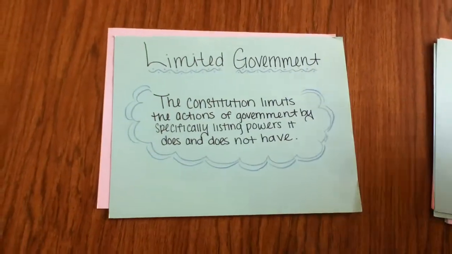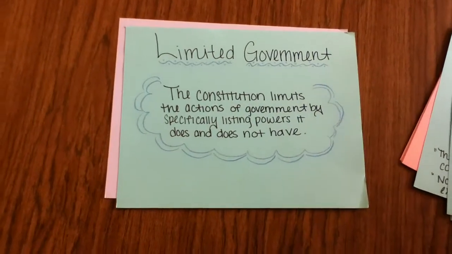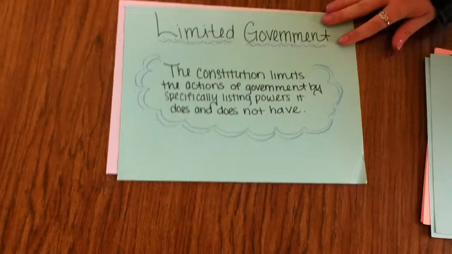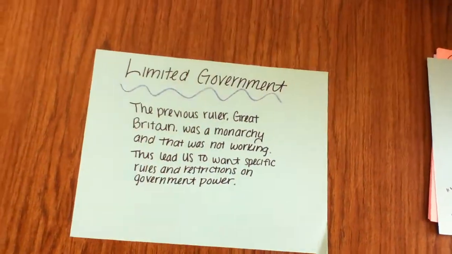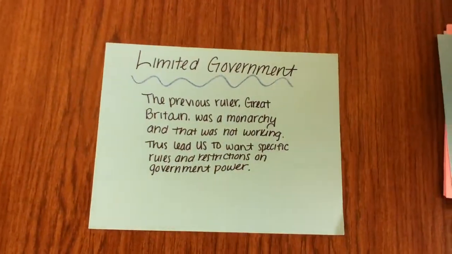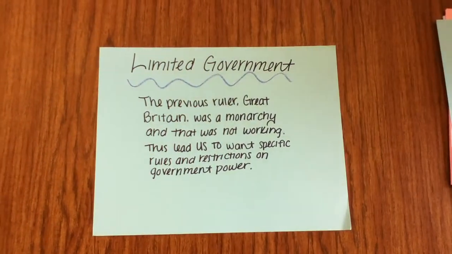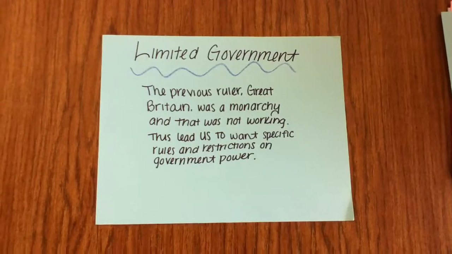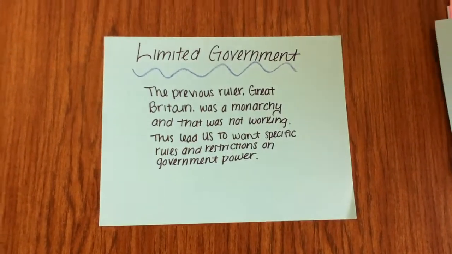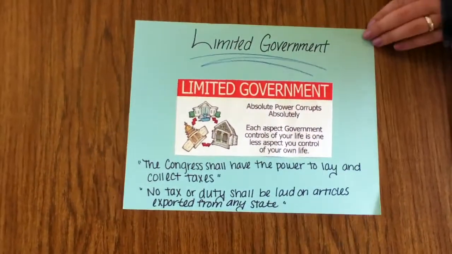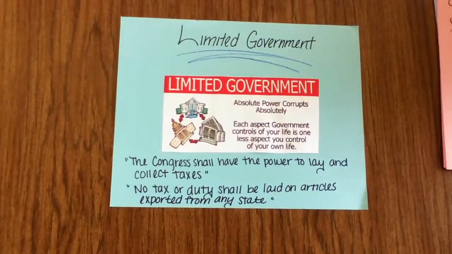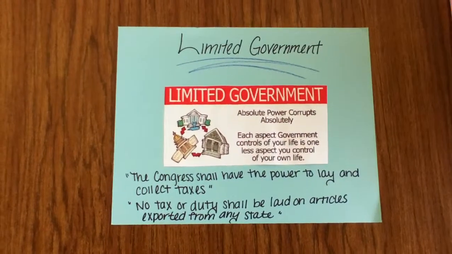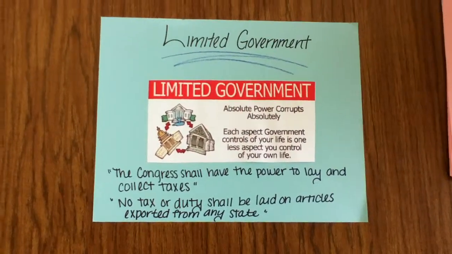Limited government. The Constitution limits the actions of government by specifically listing powers it does and does not have. The previous ruler, Great Britain, was a monarch, and that was not working. This led to specific rules and restrictions on government power. As you can see, there's a picture showing the limited government and how checks and balances also helps keep these three separate branches in line.